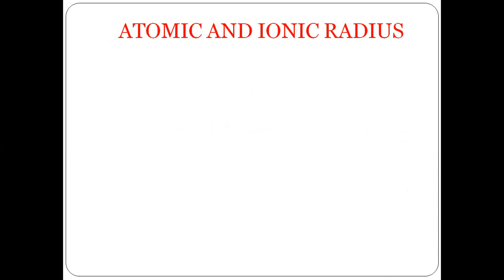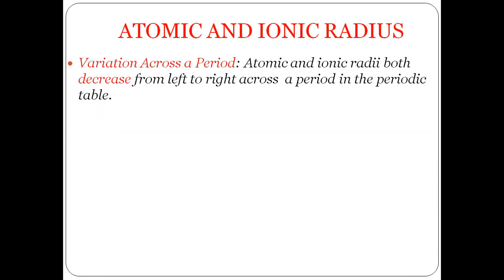All of us know what atomic and ionic radius is. Basically we are talking about the size of an atom or an ion. What we are trying to understand in this topic is how the size varies in the periodic table when we move from left to right across a period or down the group. Let us take the variation across a period first. It was found that whether it is atomic radii or ionic radii, both will decrease when you move from left to right across a period.